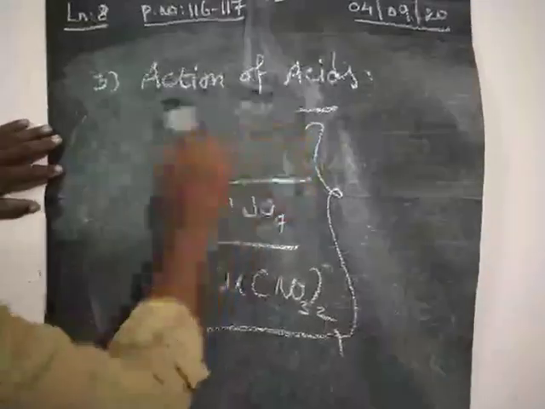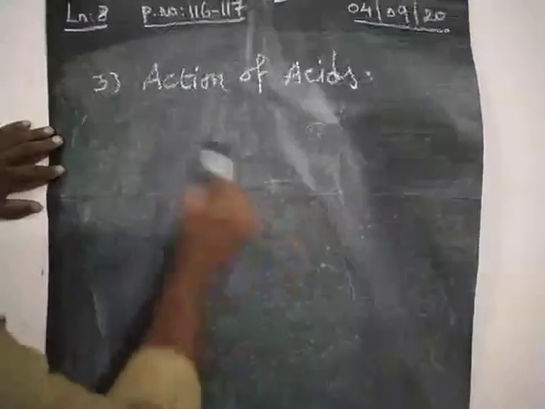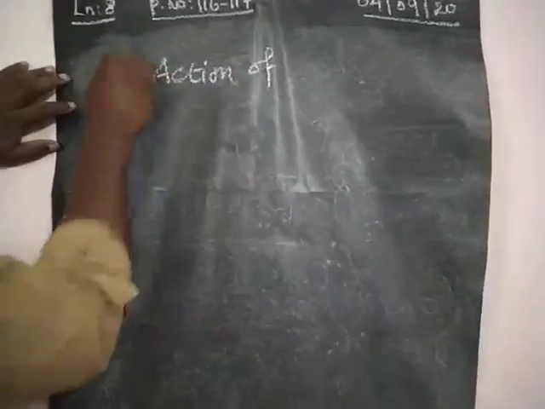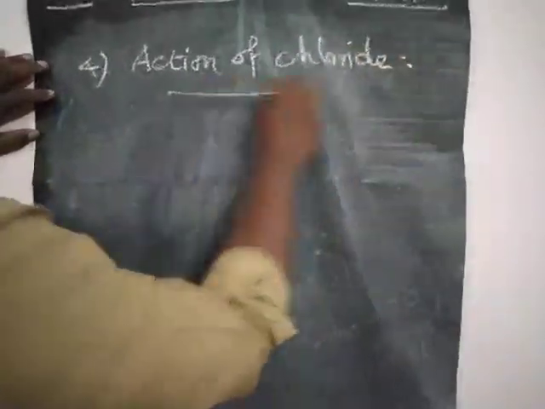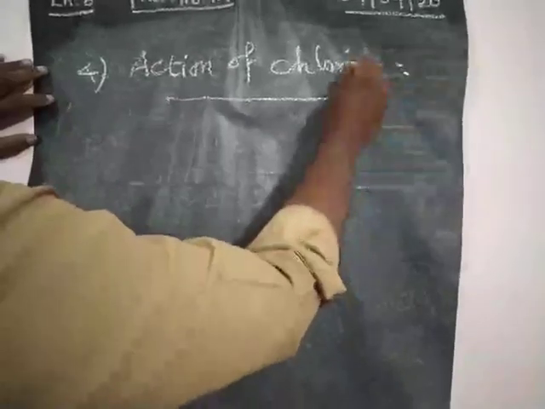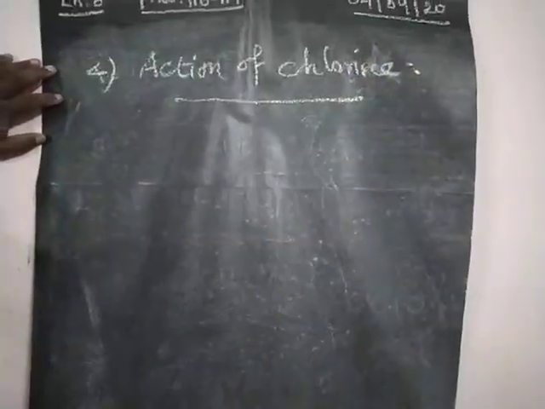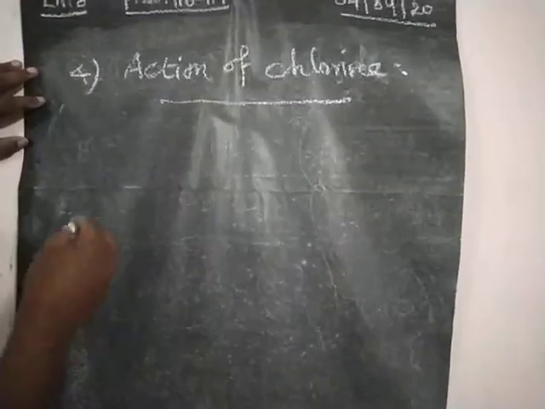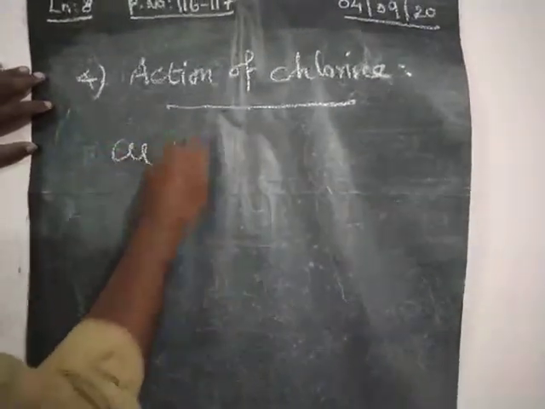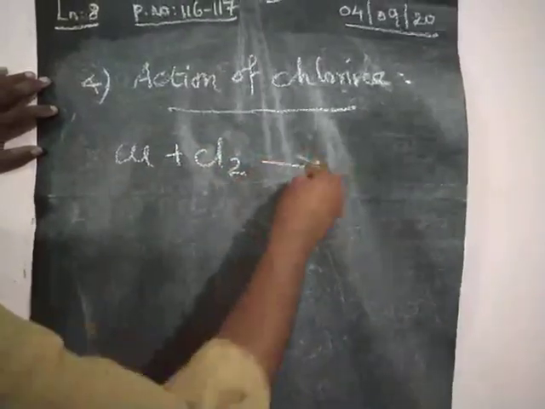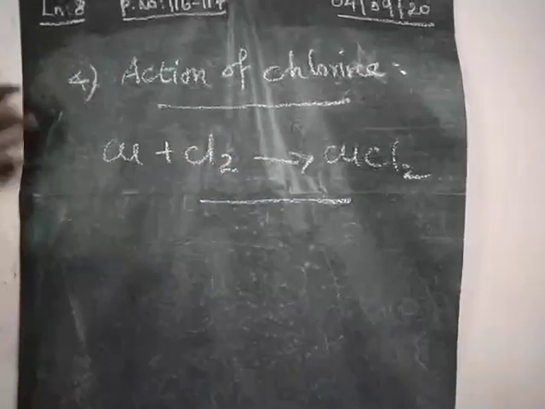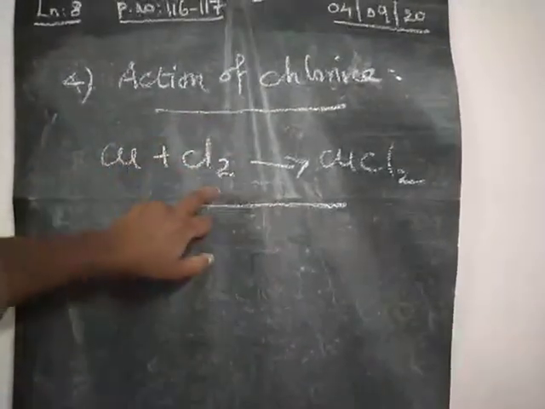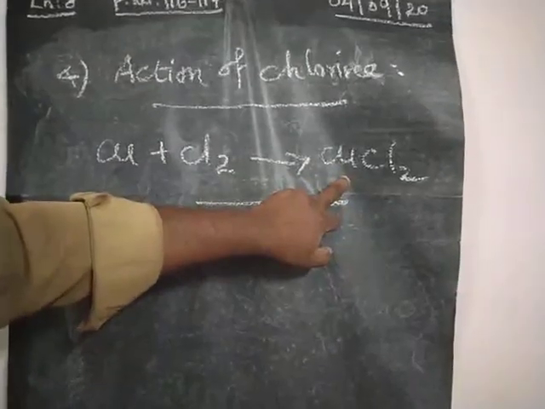Next, the fourth chemical property, action of chlorine. Chlorine reacts with copper to give copper(II) chloride: Cu plus Cl2 gives CuCl2. This is just an addition reaction, with Cl2 as a molecule, giving copper(II) chloride.